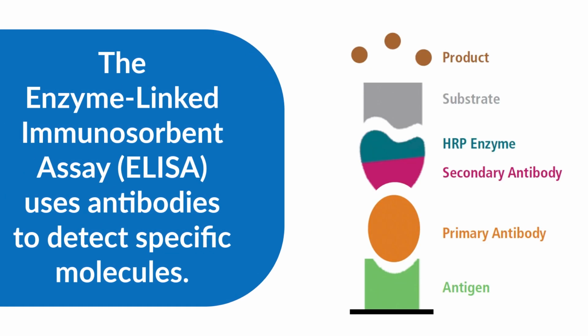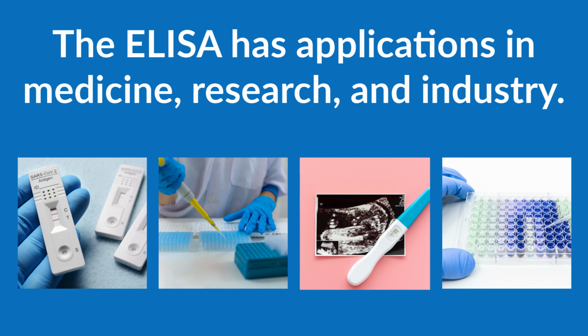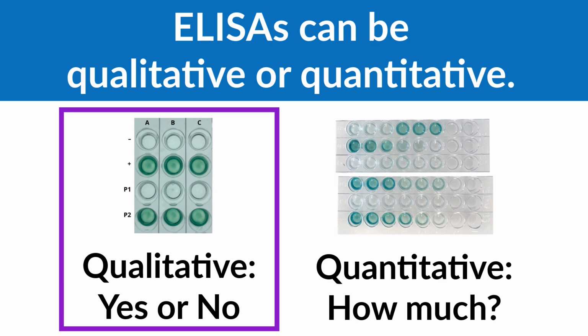What is the ELISA? The ELISA, or enzyme-linked immunosorbent assay, is a technique that uses antibodies to detect specific molecules in a sample. It's widely used in disease testing, allergen assays, or protein expressions. ELISA results can be either qualitative or quantitative. Qualitative ELISAs give a simple yes or no answer. Think of a COVID or pregnancy test.